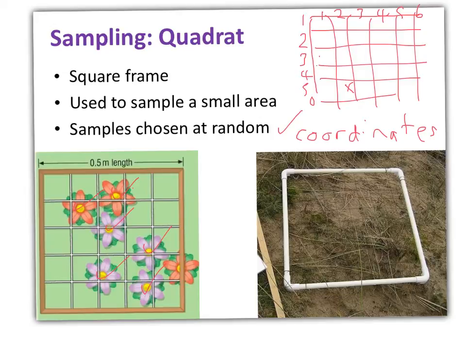Another way we could do this is we could estimate the percentage cover. Okay, so we've got 1, 2, 3, 4, 5 squares by 1, 2, 3, 4, 5, so that's 25 squares, and we think we have daisies in 1, 2, 3, 4, 5, 6, 7, 8, 9, 10, 11, 12, 13, 14 squares, so we'd say 14 out of 25 as a percentage. Again, we would repeat this.